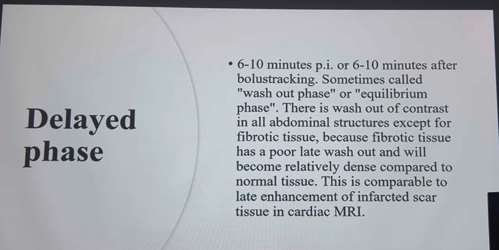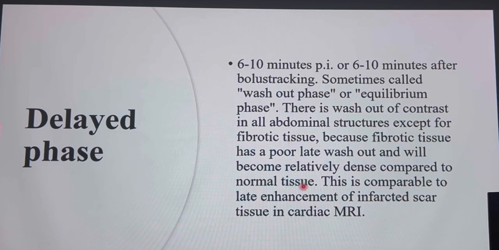Okay? Why washout? Because we are losing the contrast from all vascular structures: artery, vein, and portal and hepatic veins. The remaining contrast is in the organ itself, and we are also losing it. So let's continue talking. There is a washout of contrast in all abdominal structures except for fibrotic tissues, because fibrotic tissues retain contrast, with poor washing of contrast, and will highlight in this phase.